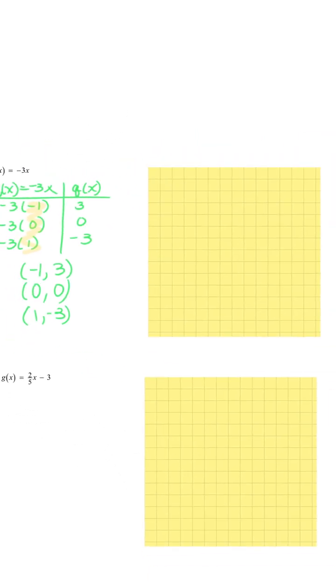So we're going to have y here. And we're going to have x here. So the first point is -1 here, and 1, 2, and 3.